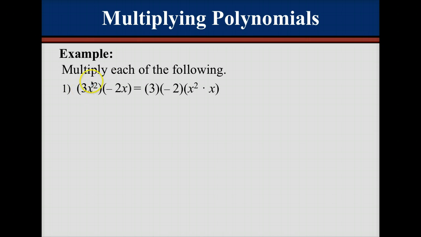So we're going to multiply the 3 times the negative 2 and the x squared times the x. So negative 6x to the third. Remember, when we've got the same base and we're multiplying, we add the exponents.